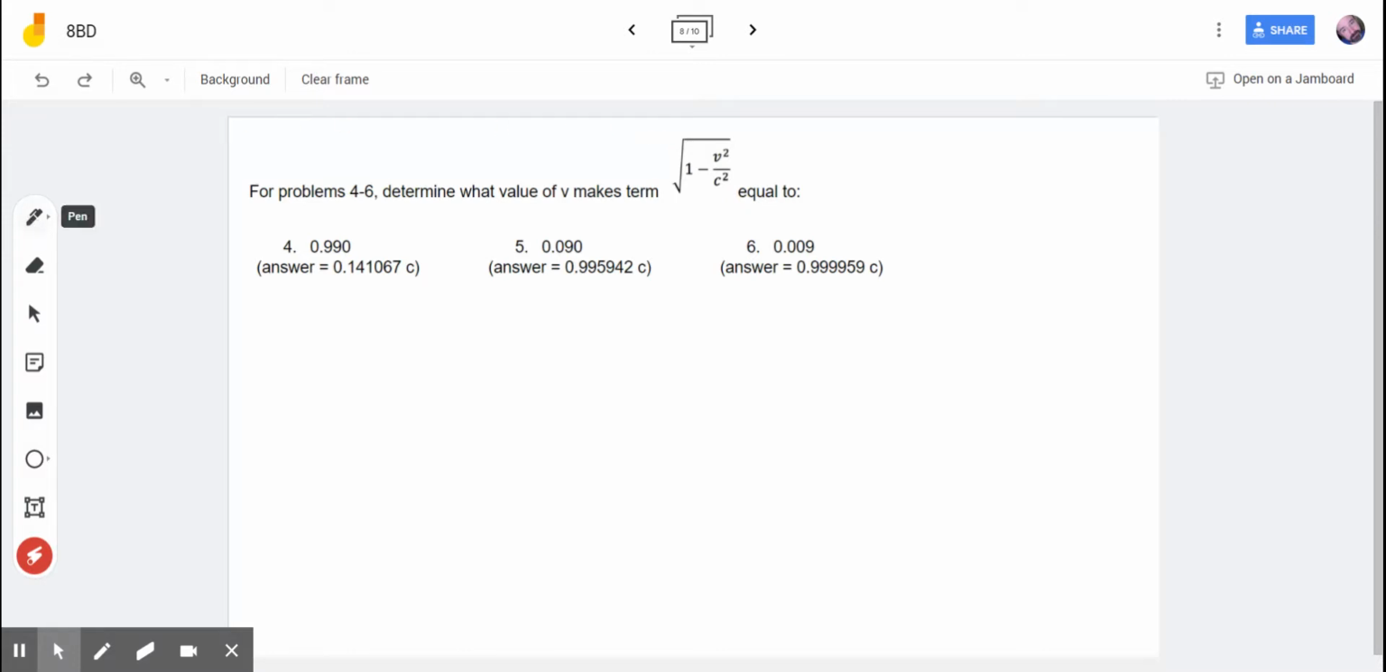So how's that going to work? What we know at the beginning of this is the square root of 1 minus V squared over C squared. Make that square root a little taller so we can see that all that stuff's inside there. And we know at the beginning that this is equal to 0.990. So what we're trying to do is figure out what value of V makes this true. First thing we got to do is square both sides. We need to get rid of that square root first.